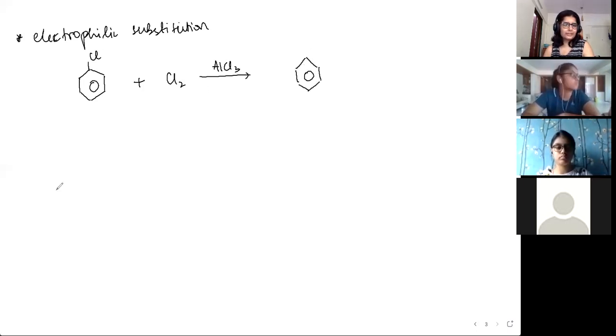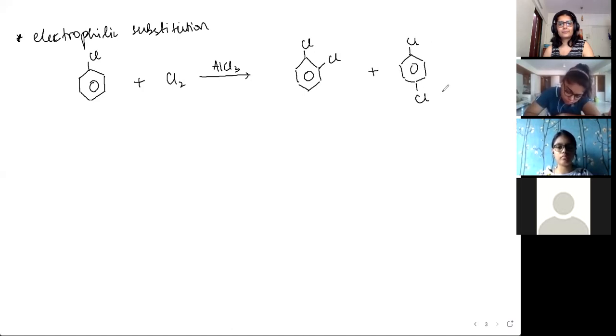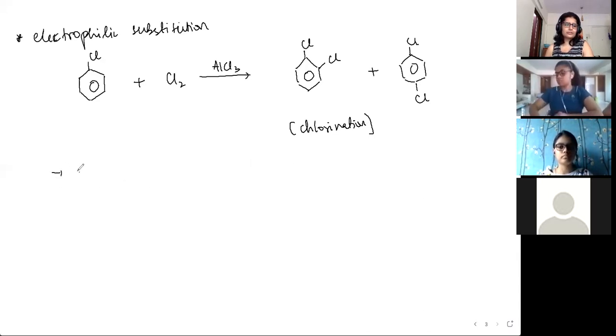So that's the case with all the haloarenes. It undergoes all the types of electrophilic substitution. The only difference is that the products you're going to get are all ortho-para products. So similarly, this particular thing is chlorination. You guys can solve for the other types of electrophilic substitution also, alkylation, acylation.